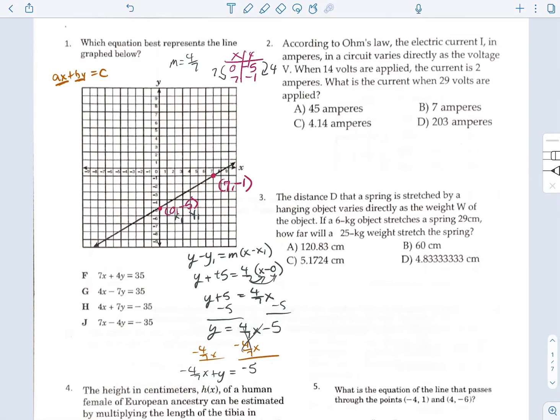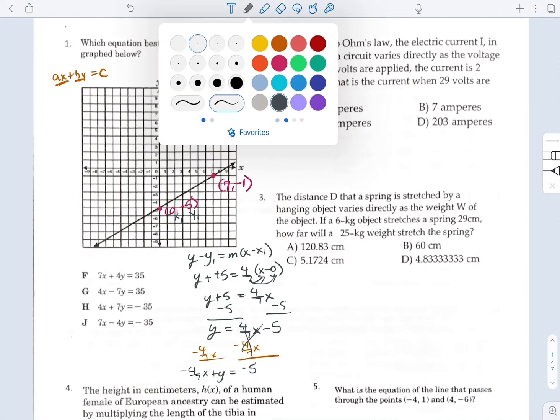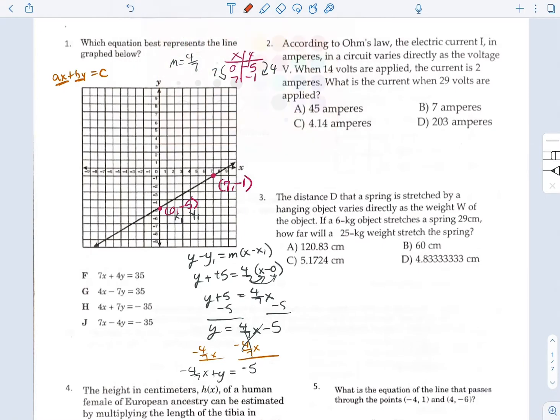2 things we don't like with standard form is a negative and then a fraction. So we're going to kill 2 birds with 1 stone and multiply each term by, first off, we're just going to switch them by -1, right? Switch the signs, and then we're going to multiply by 7. So I'm going to make my load light and just multiply each term by -7.